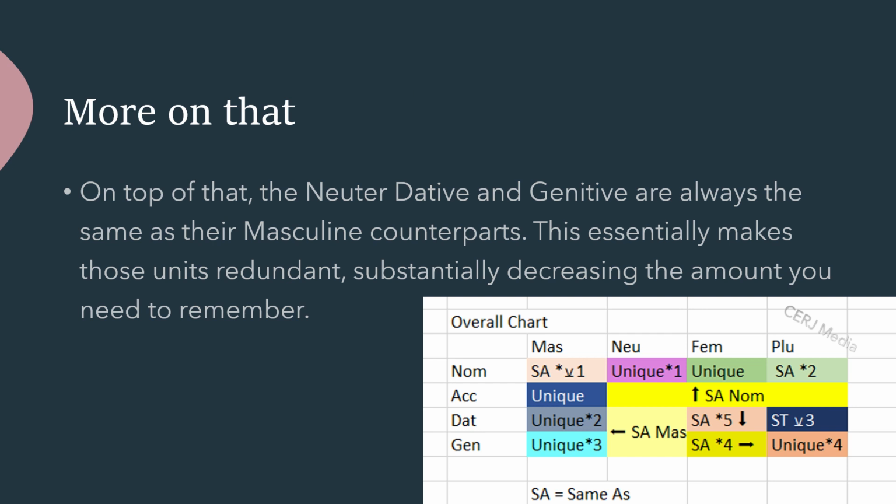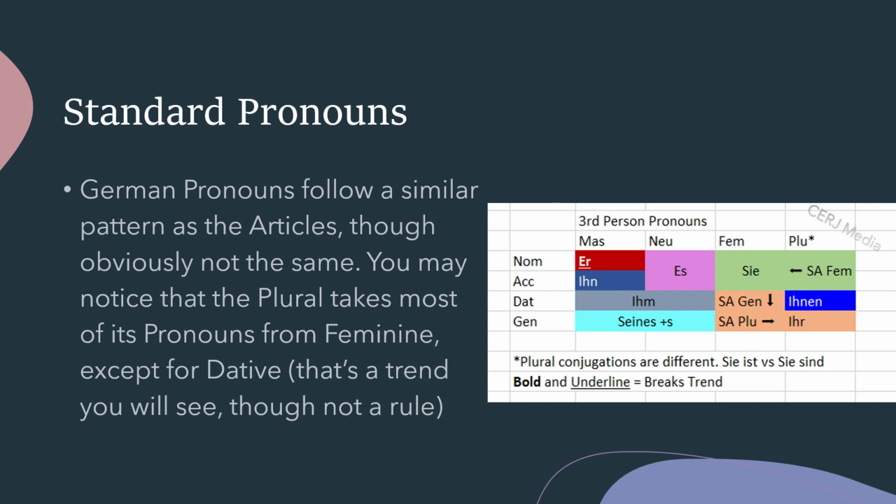So there you go. Oh, and on top of that, the neuter dative and genitive are always the same as their masculine counterparts. This essentially makes those units redundant, substantially decreasing the amount you need to remember. As long as you remember that rule, then you're good to go.